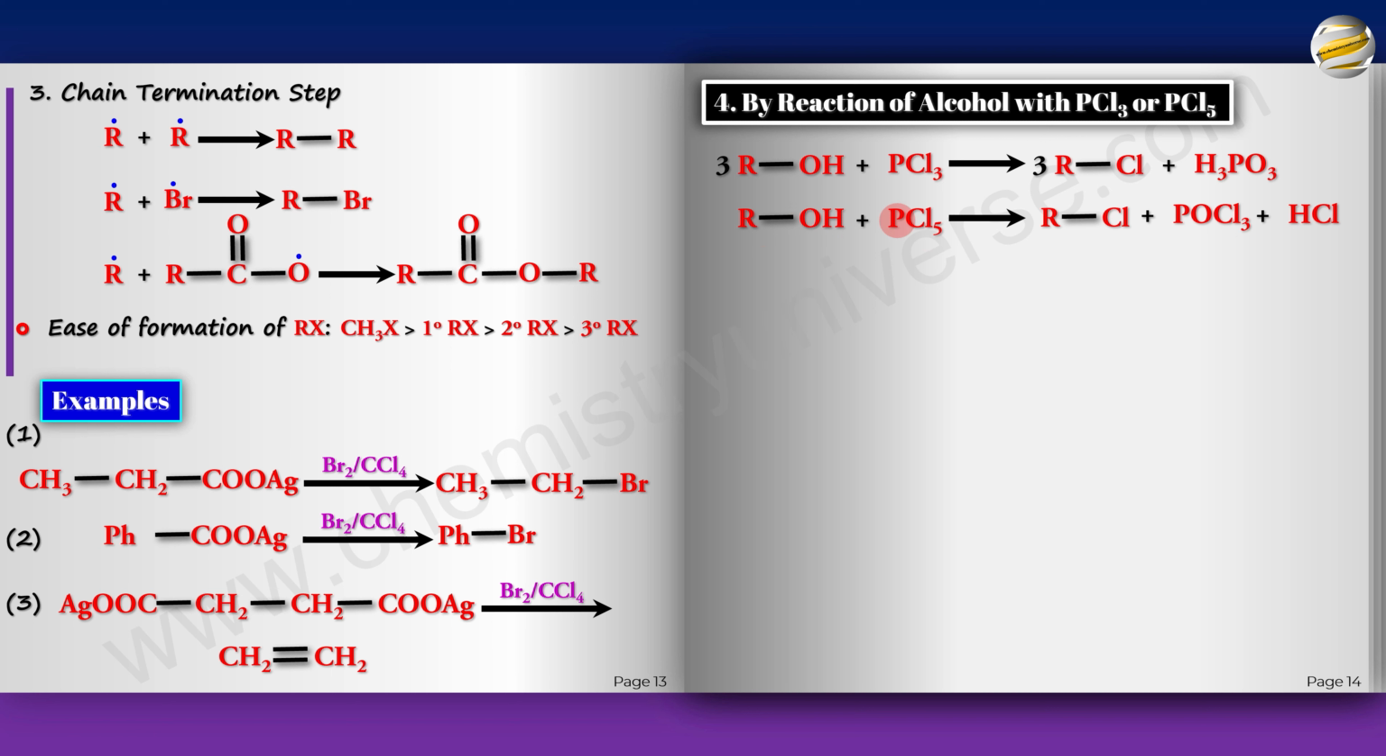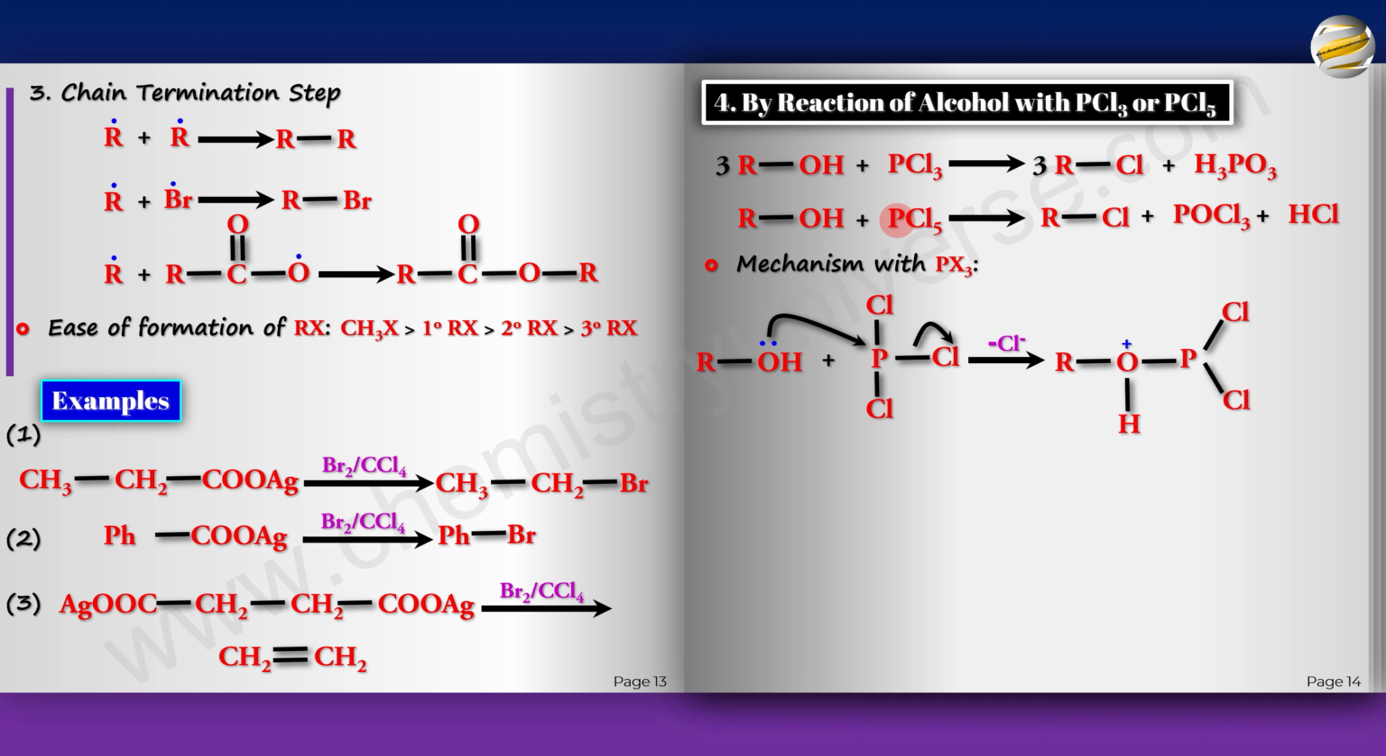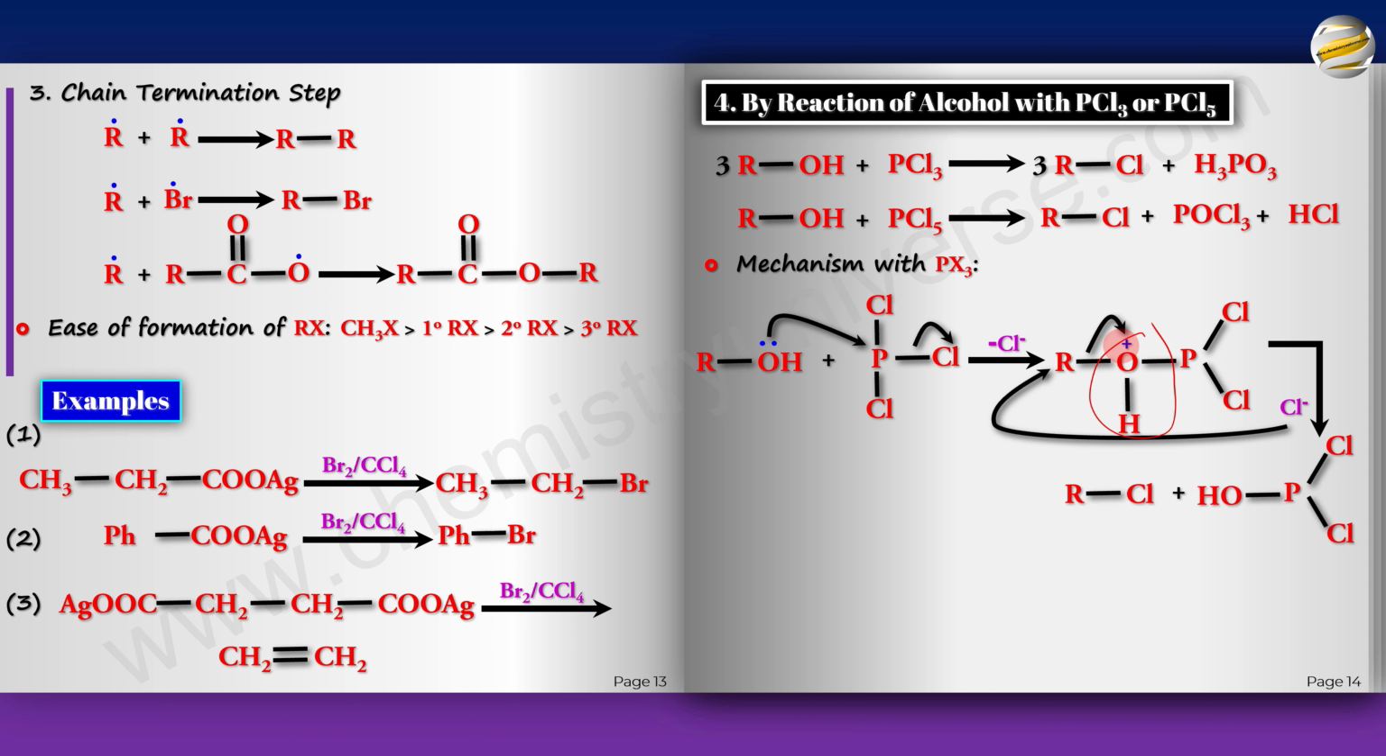So let's first see the mechanism of PCl3. You have alcohol and PCl3. O having a lone pair acts as a nucleophile on phosphorus. Cl leaves. So Cl minus is leaving and you will end up getting something like this. And as you see, O plus is formed. Good leaving group. So the Cl minus that left will attack the R, SN2, and this will break and you will get RCl and there will be one OH on P.